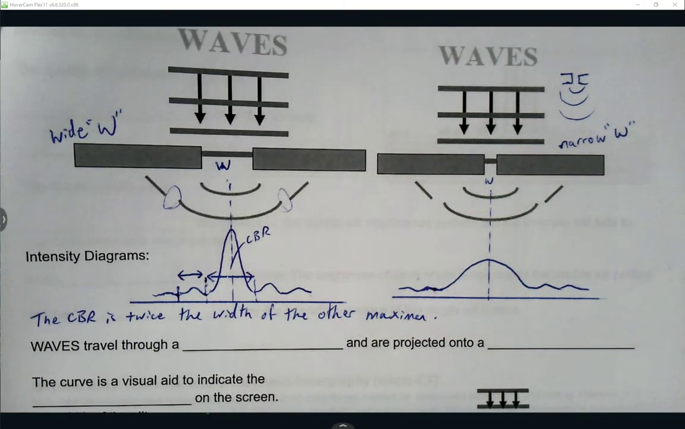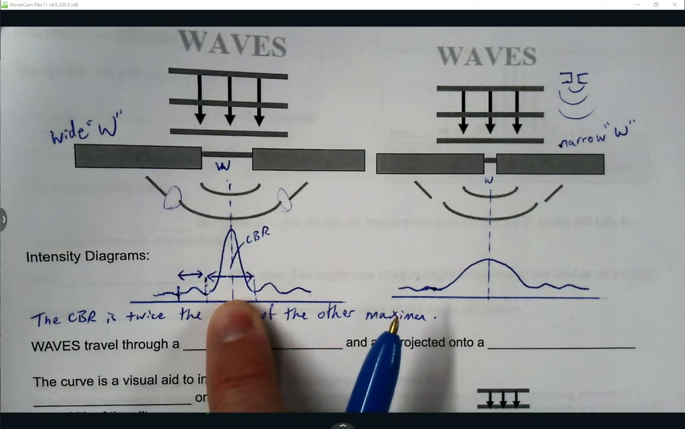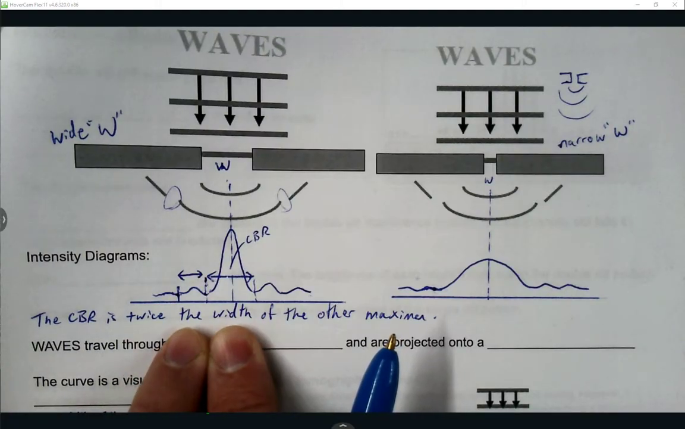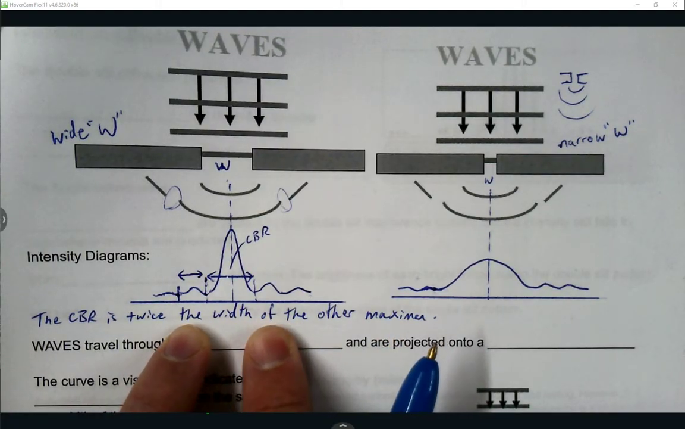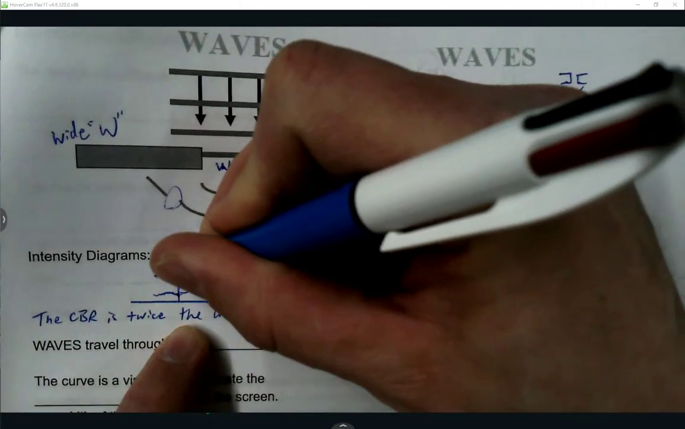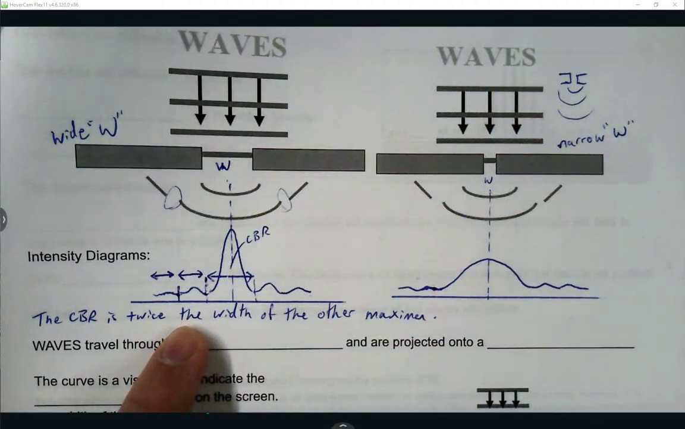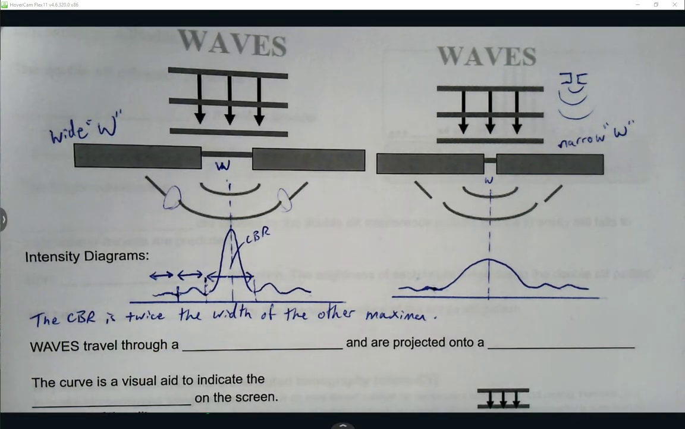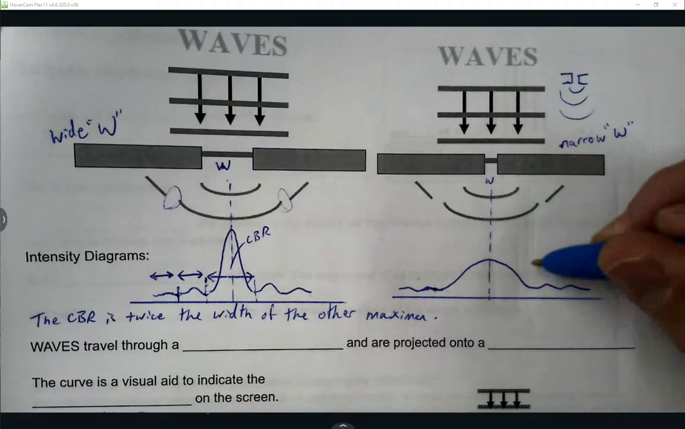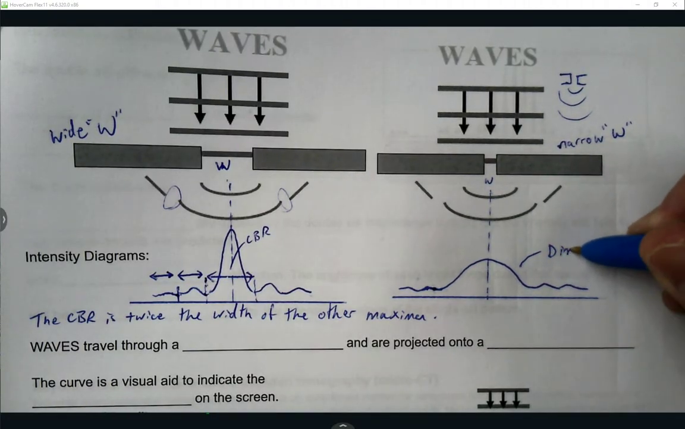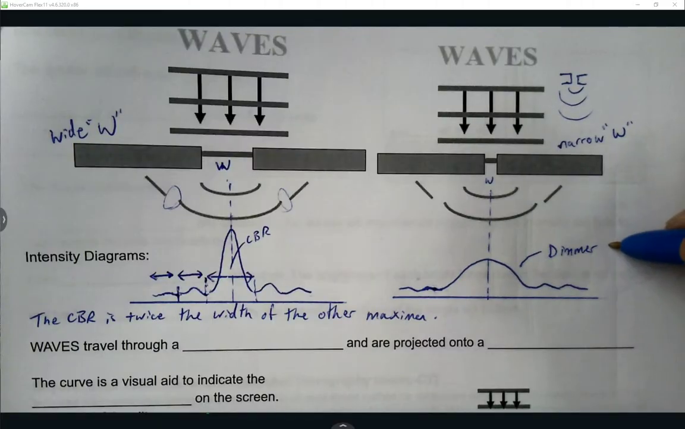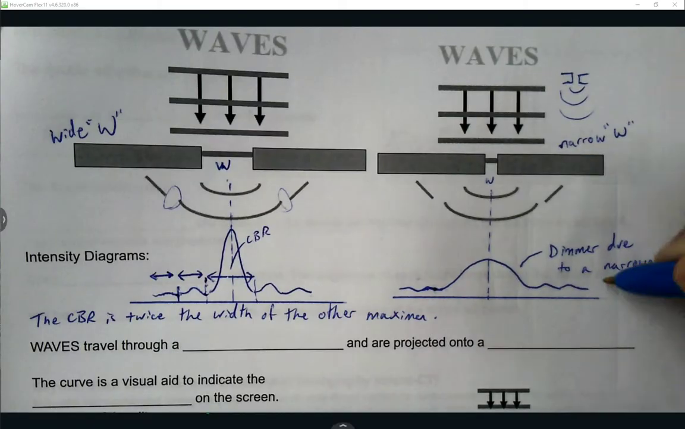So remember, these maxima are really bright stripes that are being projected onto a screen. And so we're saying that this bright stripe in the middle is twice as wide as the next bright stripe over on either side. And actually, each of the successive bright stripes are the same width as each other. Maybe we should say this is, because I said it out loud earlier, dimmer due to a narrower slit. But also wider.